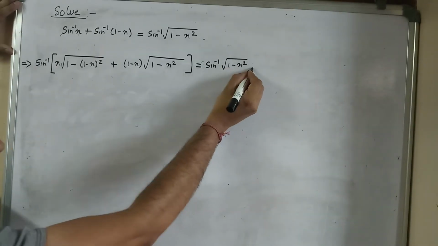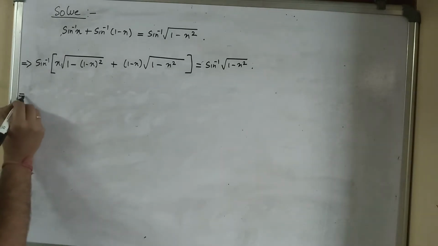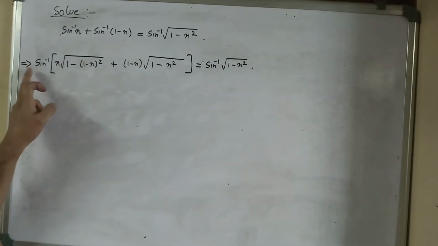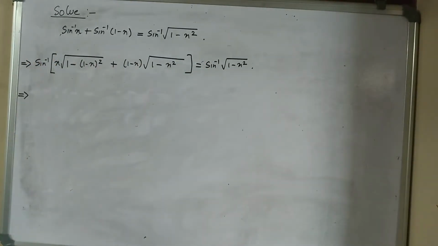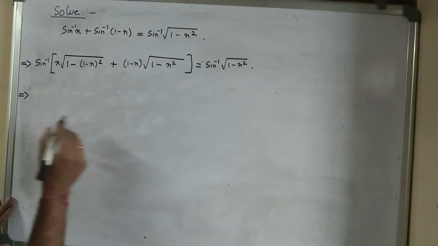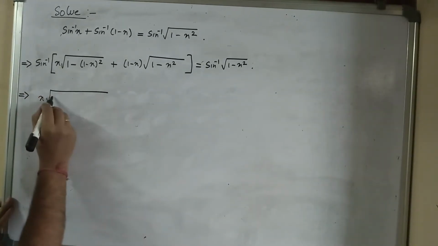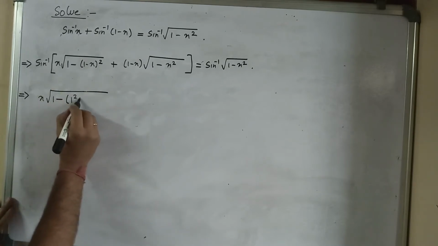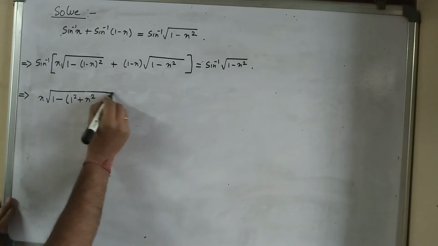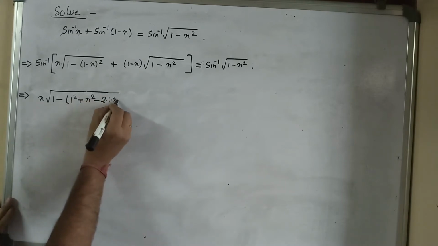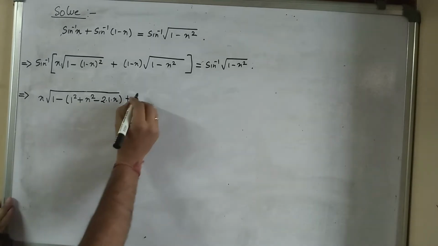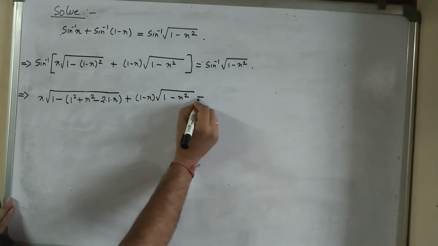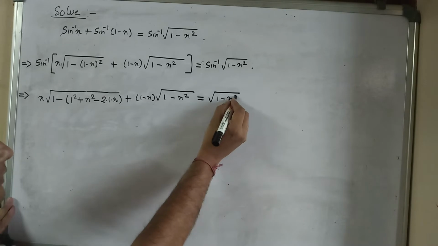1 minus x square. So the next step is removing these two sine inverse from both the sides. You cannot cancel the trigonometric function, so I'll remove sine inverse from both the sides. Then what we'll get? Now I'll use the formula here, a minus b whole square, it is a square plus b square minus 2ab, plus 1 minus x into under root 1 minus x square equals under root 1 minus x square.